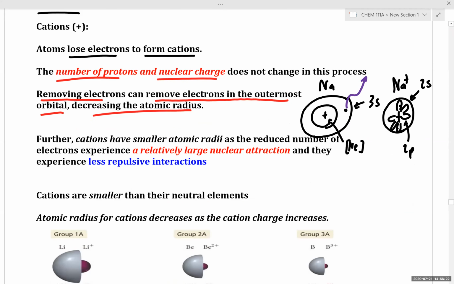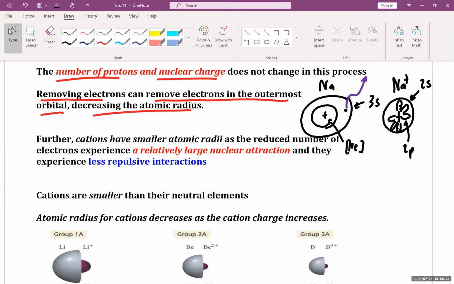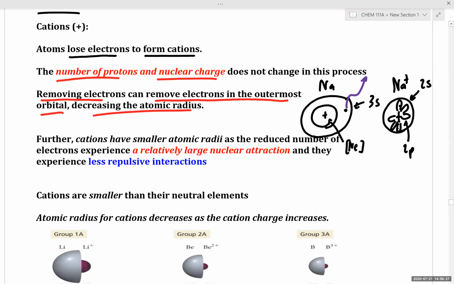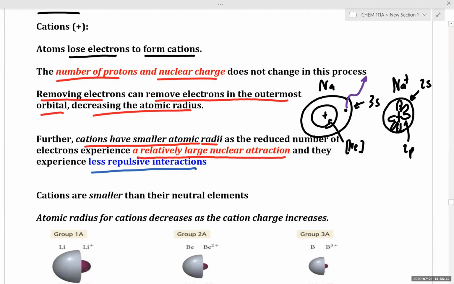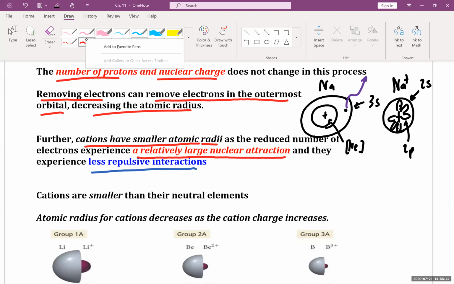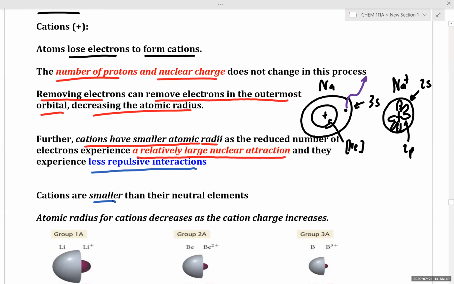Okay. Additionally, cations in general have a smaller atomic radius as you have fewer electrons experiencing a relatively large nuclear attraction, and because we have fewer electrons, we also have less repulsive interactions. So in general, cations are smaller than their neutral elements, and atomic radius for cations decreases as your cation charge increases.